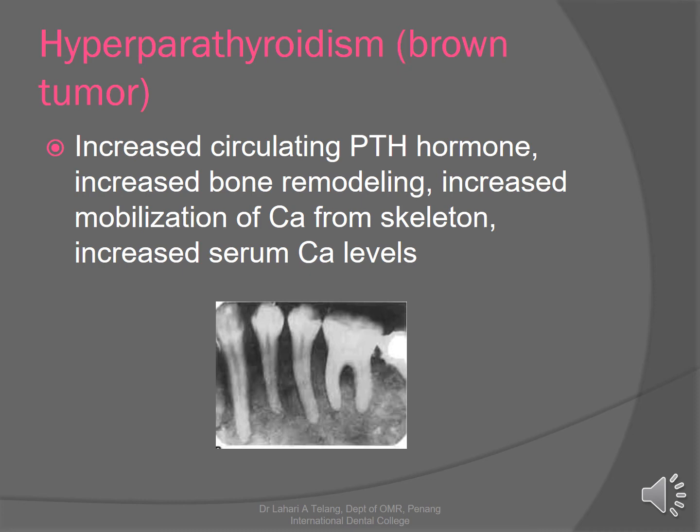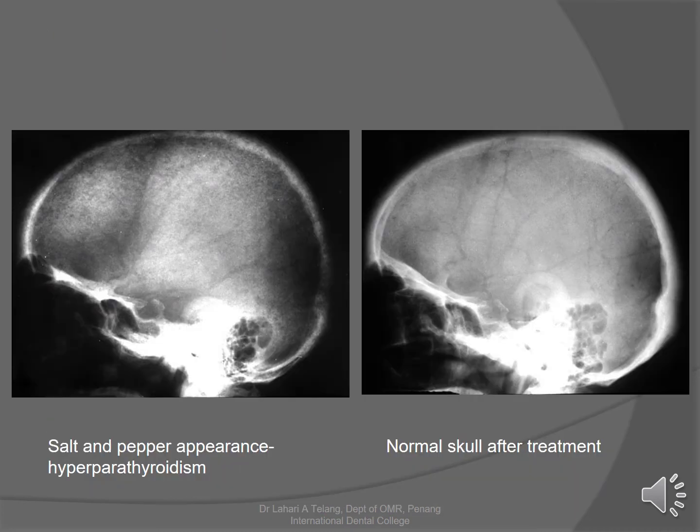There is increased circulating parathyroid hormone, increased bone remodeling happening, increased mobilization of calcium from the skeleton, and increased serum calcium levels. So what is happening is the calcium from the bone is getting deposited in the serum, or in the blood. So that's why when you check the blood, the calcium levels are high, but the bone appears radiolucent because you've taken away the calcium from the bone. So this is what happens in hyperparathyroidism, because the parathyroid hormone is not able to do its job. Like bone defects, or you could have even a salt and pepper like appearance of the skull.